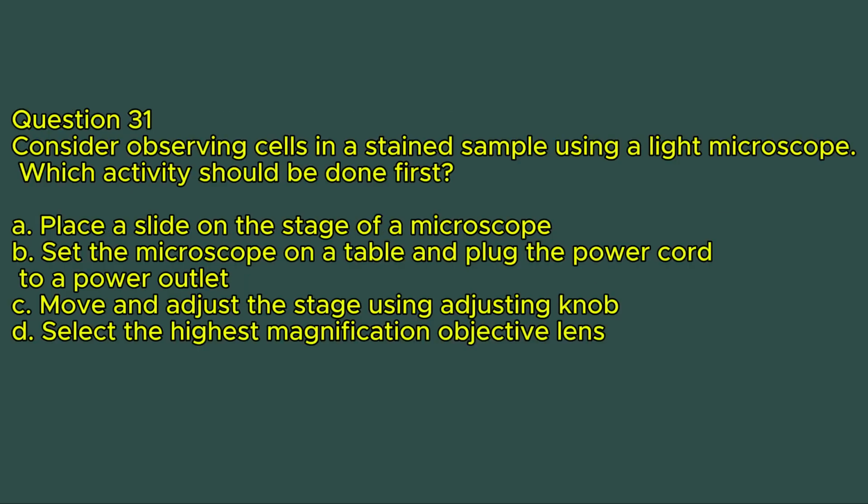Question 31. Consider observing cells in a stained sample using a light microscope. Which activity should be done first? A. Place a slide on the stage of a microscope head. B. Set the microscope on a table and plug the power cord to a power outlet. C. Move and adjust the stage using the adjusting knob. D. Select the highest magnification objective lens.